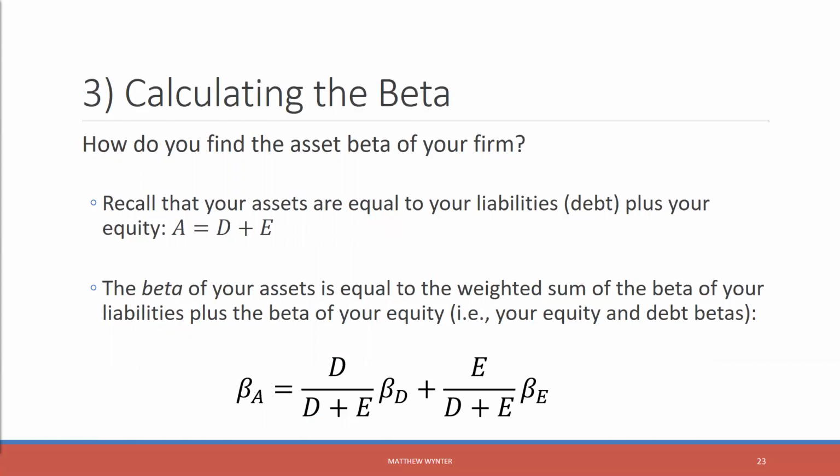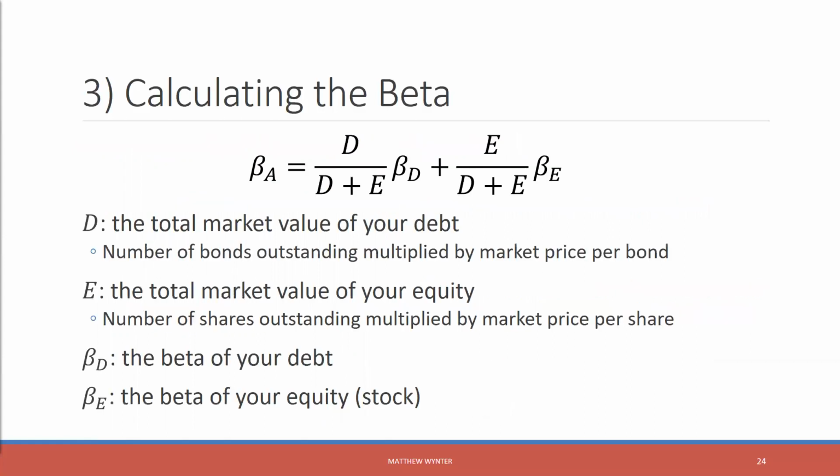We're going to take the market value of your debt divided by the market value of your debt and equity and multiply that by the beta of your debt, and then do the same thing for the beta of your equity: the market value of your equity divided by the market value of your debt and equity, multiplied by the beta of your equity. Market values.